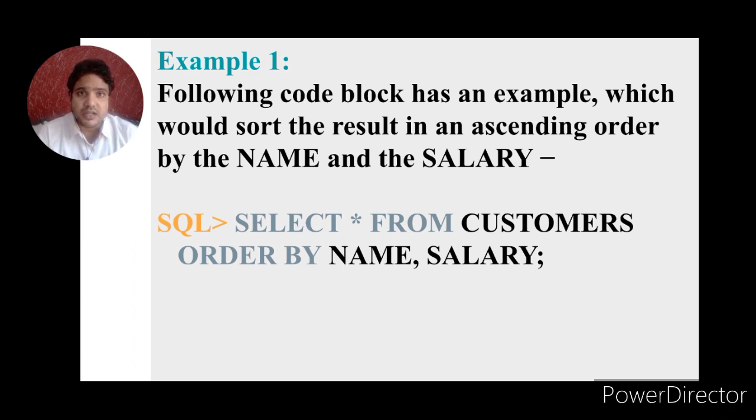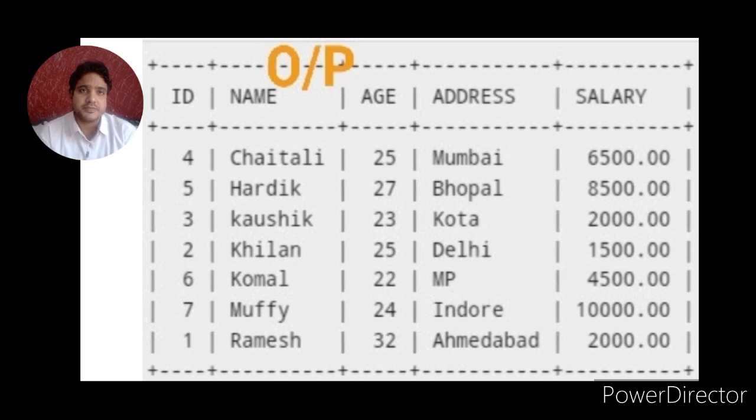Now let's write the command: select asterisk from customer order by name and salary. The asterisk means all attributes will be shown along with their values. The output will be shown like this. Here you will see the name attribute has been sorted in ascending order by default, so the names are in alphabetical order.